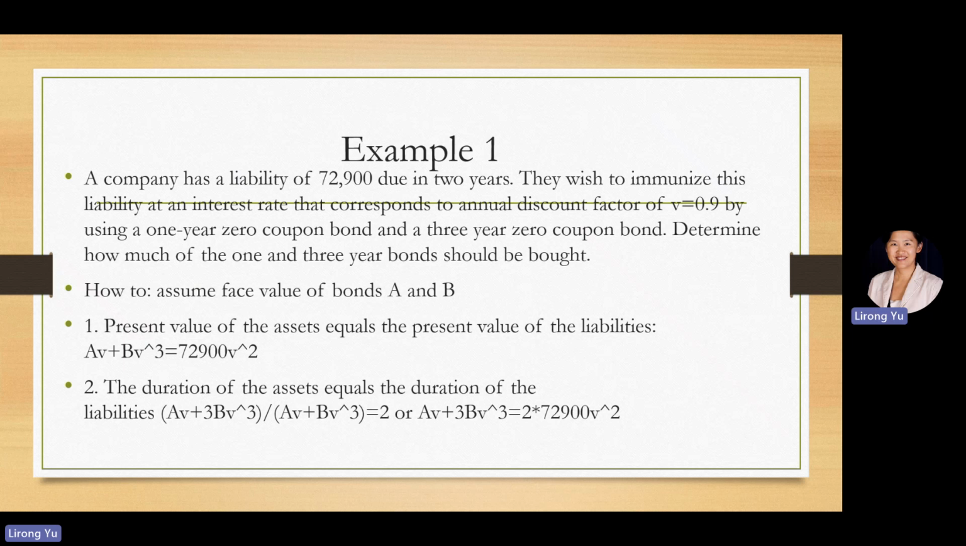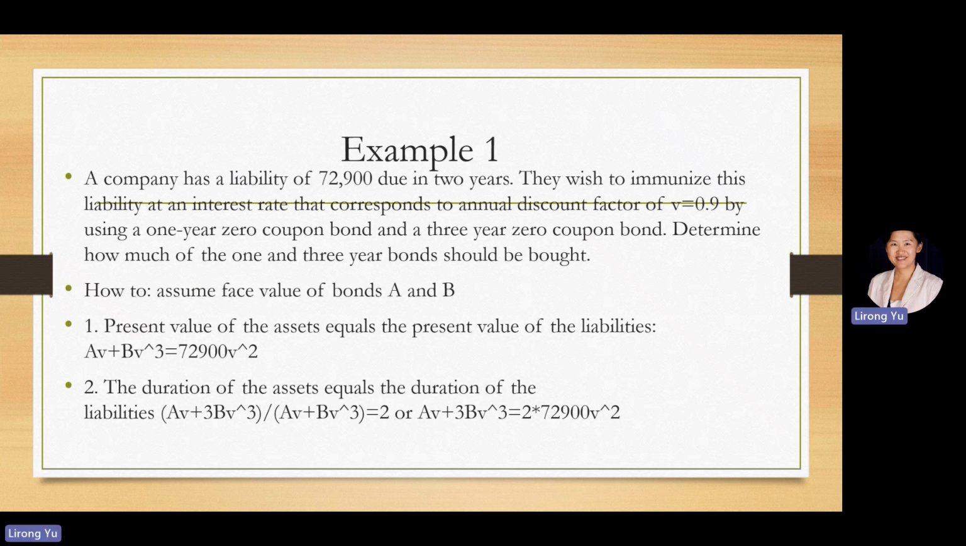Okay, so a discount factor can be converted to an interest rate. If v equals 0.9, then 1 plus i equals 1 over 0.9, so i equals 1 over 0.9 minus 1. That's our interest rate i. But using v, we can also calculate present value, future value, and so on. Using a 1-year zero coupon bond and a 3-year zero coupon bond, determine how much of the 1-year and 3-year bonds should be bought. Now, for a zero coupon bond, the maturity is its duration.